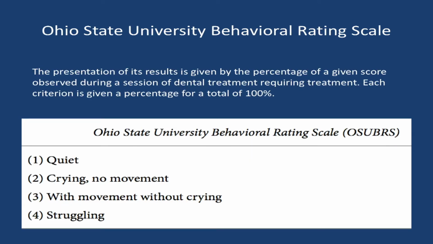The Ohio State University Behavioral Rating Scale is similar. The presentation of its results is given by the percentage of a given score observed during a session of dental treatment, and each criterion is given a percentage for a total of 100%. Was the patient quiet? Were they crying with no movement? With movement, without crying, or struggling?